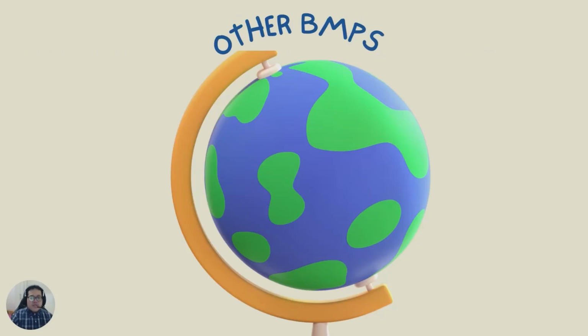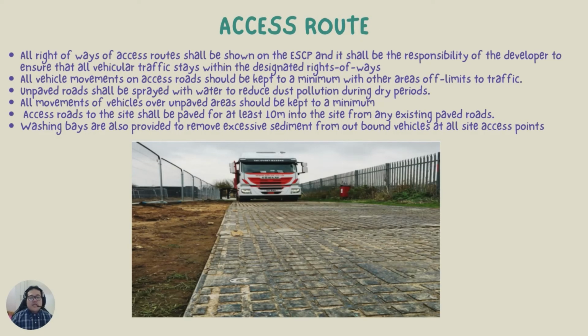The next one is the other BMPs, which is our last part. The first one is the access route. To make note, the rights of way of access roads shall be shown on the ESCP, and it shall be the responsibility of the developer to ensure that all vehicle traffic stays within the designated rights of way. All vehicle movement on access roads shall be kept to a minimum, with other areas off limits to traffic.